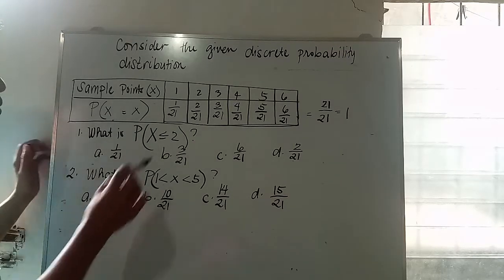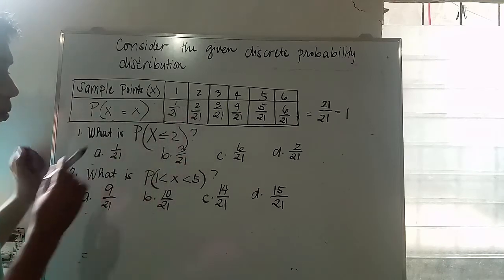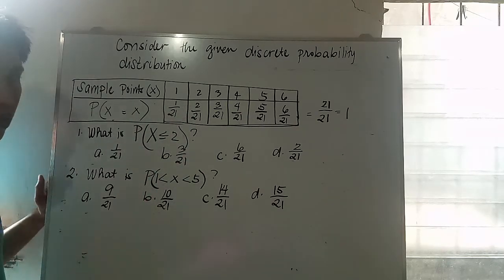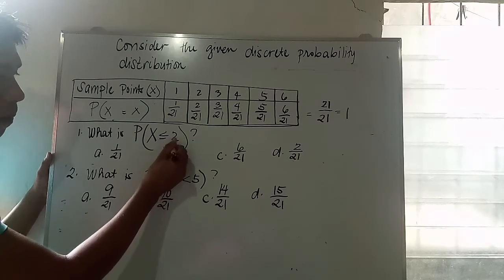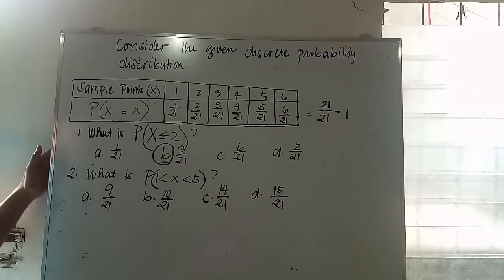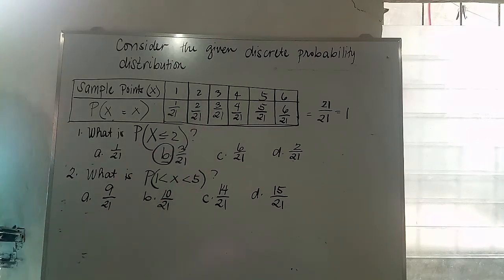So we are going to add the two probabilities. Okay? So 1 plus 2, that is equal to 3. So the answer would be 3 over 21. So the answer is letter B. That is how you are going to answer in discrete probability. Okay? So all you have to do is to add each probability of the values of our x, which is equal or less than 2 based from the given table.